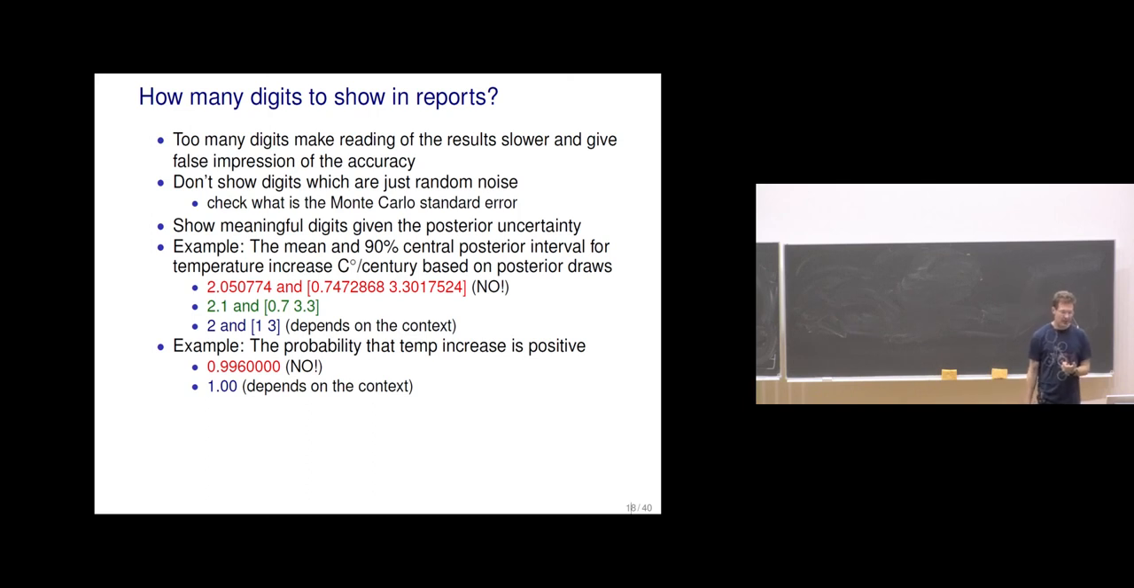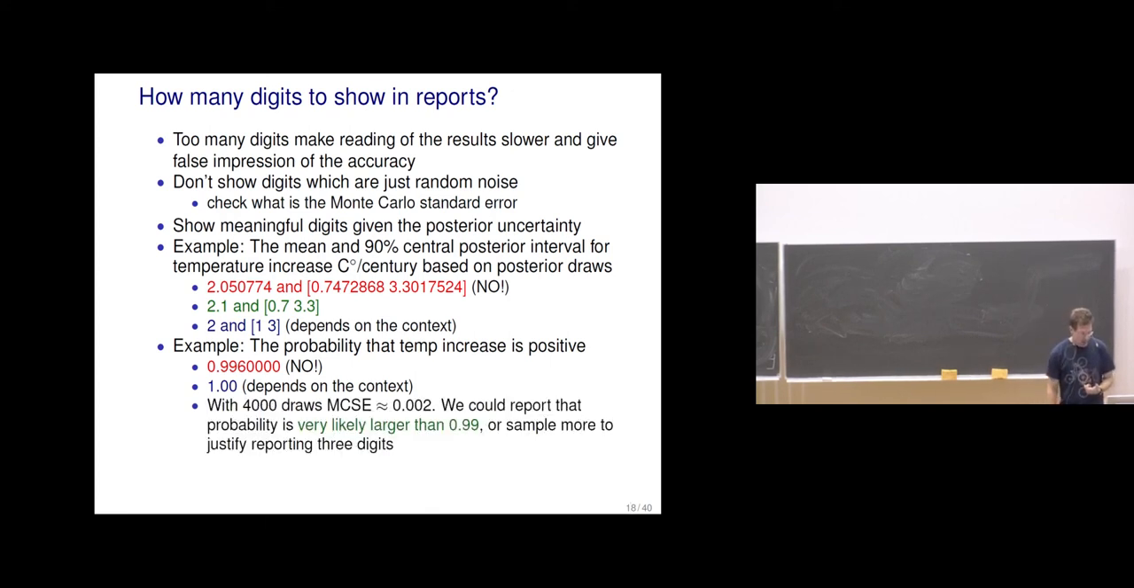I think that it can be risky to report it like this because it assumes that the reader understands how to read the number of significant digits. If you look at what the error is, I think the sensible thing here would be to report that the probability is very likely larger than 0.99. That would say that there's still some room for it not being exactly 1. Or we could sample more, to justify reporting 3 digits, which in this case actually requires a quite much bigger simulation.